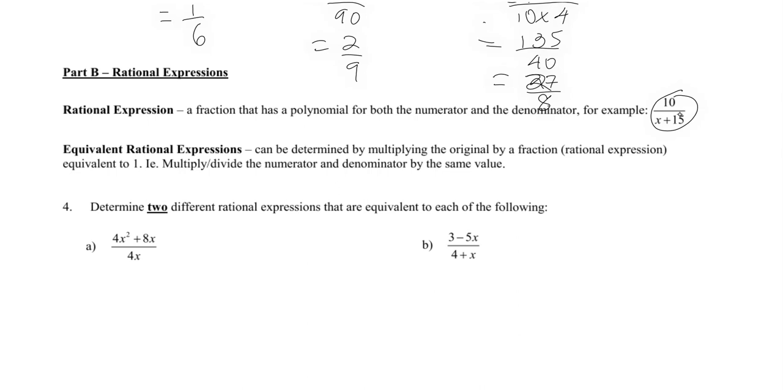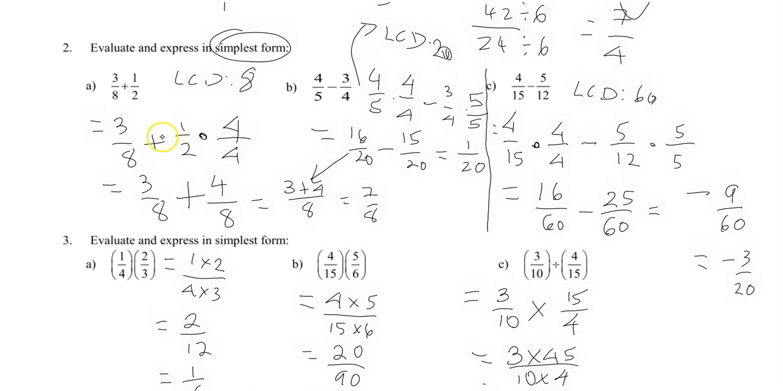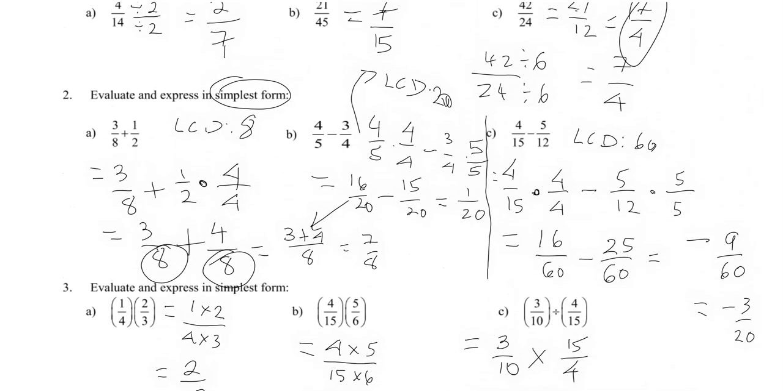Equivalent rational expressions. So why do we want those? Well, up here we needed equivalent rational expressions, right? We needed equivalent. Notice they both had to have an 8 in the denominator, right? You need that common denominator. And in order to do that, we need an equivalent rational expression. So 4 over 8 is equivalent to 1 over 2. 15 over 20 is equivalent to 3 over 4.